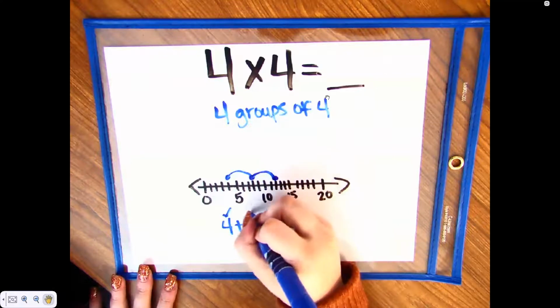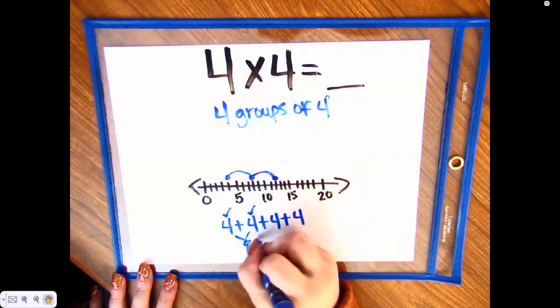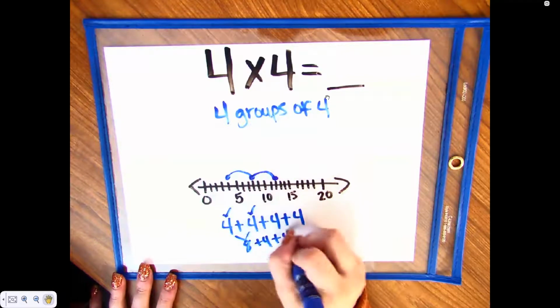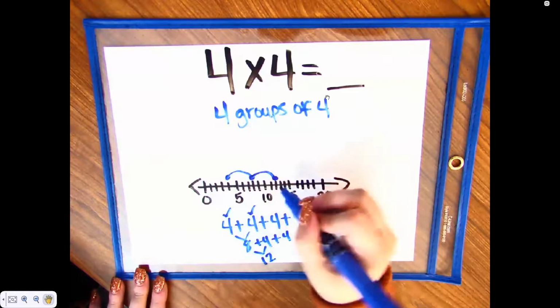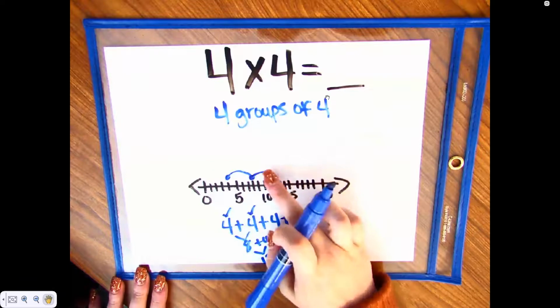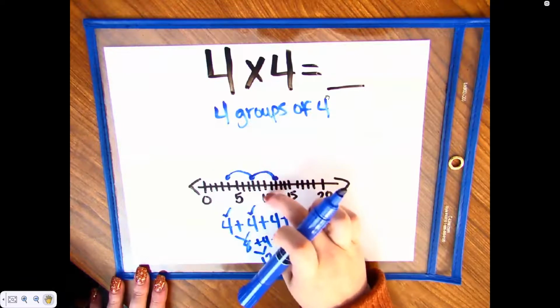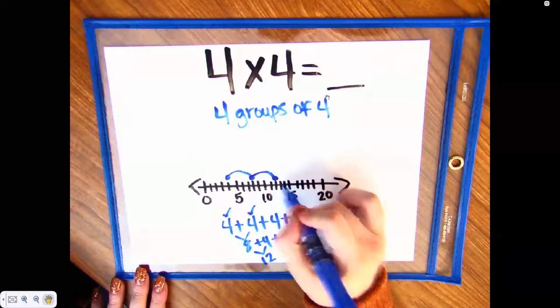So then I know I'm at 8. Now if I add another 4, I know now I'm at 12. Okay, so I'm at the number 12. Oops, I think I went one too many. Hold on. 10, 11. Oh no, I didn't. I'm right. All right, then I'm gonna go 4 more.